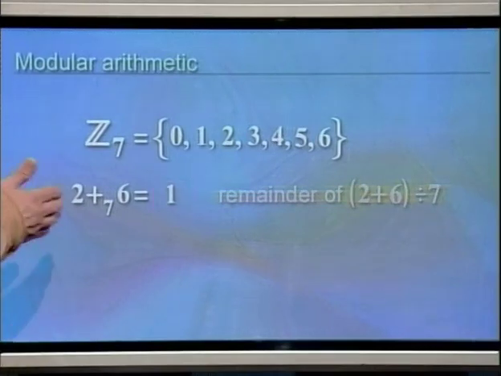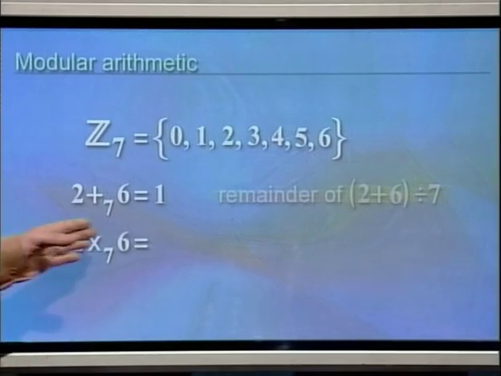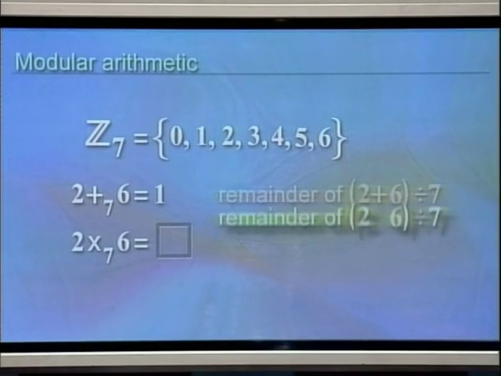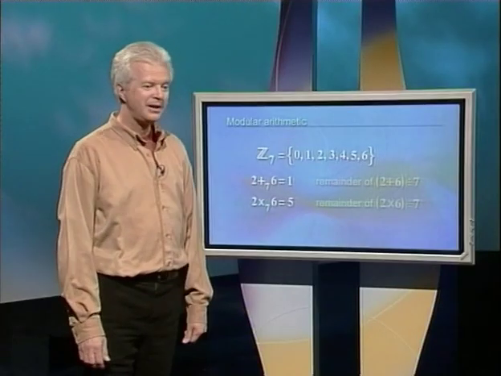If we wanted to multiply the 2 and the 6 under mod 7, that would be 2 times 6 modulo 7. Then 2 6s are 12, not in the set. So we take the remainder of 2 times 6 when dividing by 7. In that case, 5. So 2 times 6 mod 7 is equal to 5.